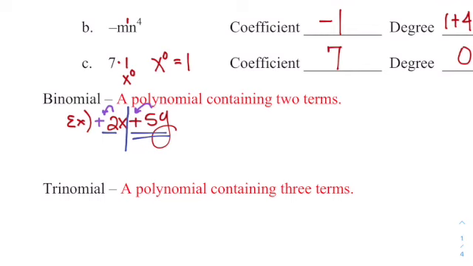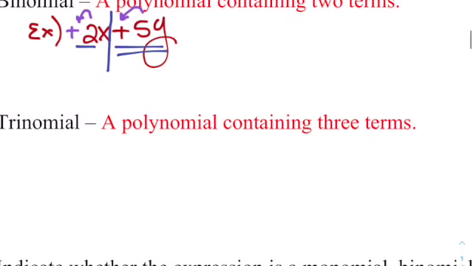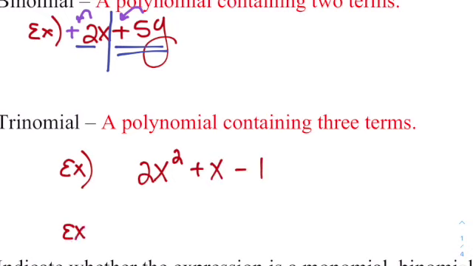Okay, now talking about the next one. The next one is a trinomial. That means a polynomial containing 3 terms. It's like a tricycle. You have 3 wheels now. So what does that look like? Well, it will look like this. You can have 2x to the 2nd power plus x minus 1. You can also be missing a term like this, 5x to the 4th power plus 2x to the 2nd minus x. You can have all those.